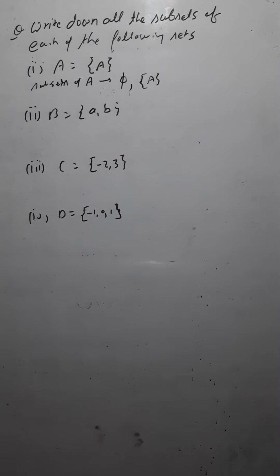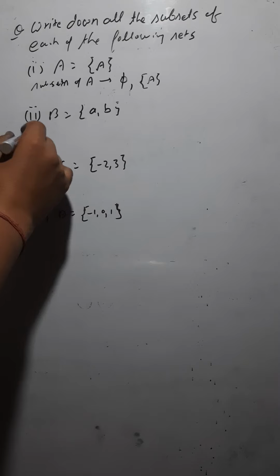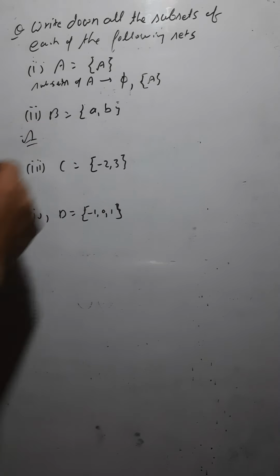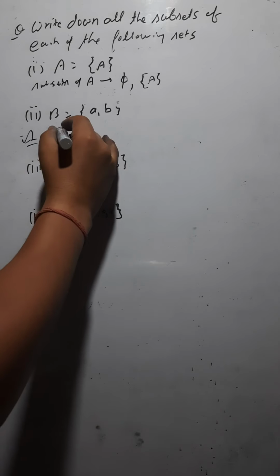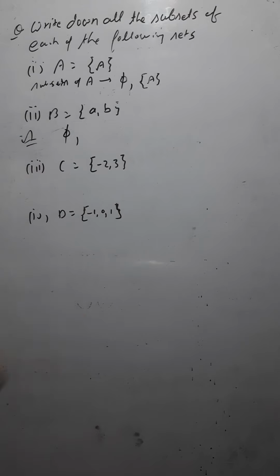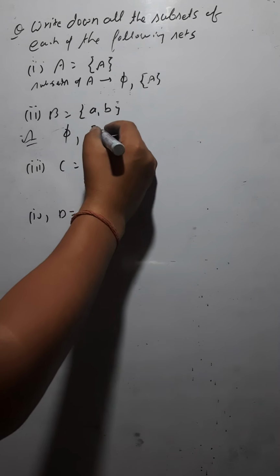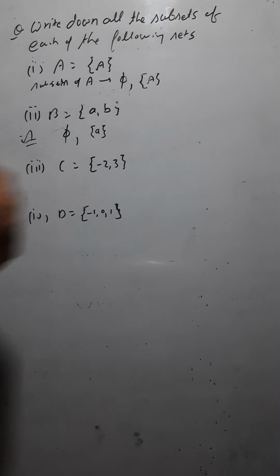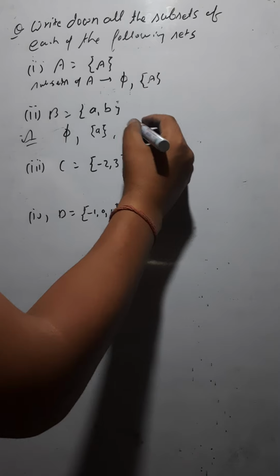Now you have to find the subsets of B. What are the subsets of B? The first one would be phi, as I have already told you, phi is a subset of all sets. Then you have {a} also there. So this one set is a subset of this. Then you have B, write it separately.